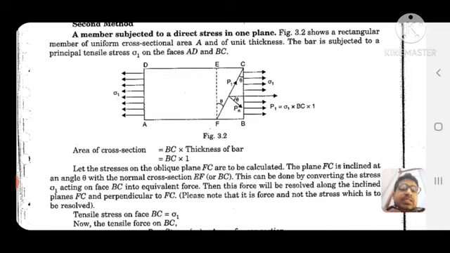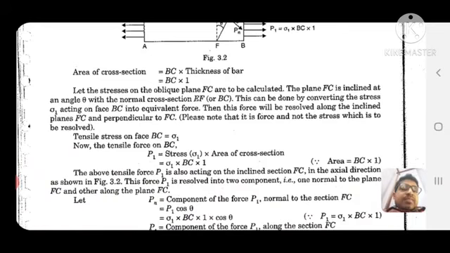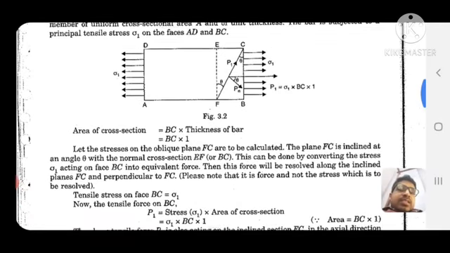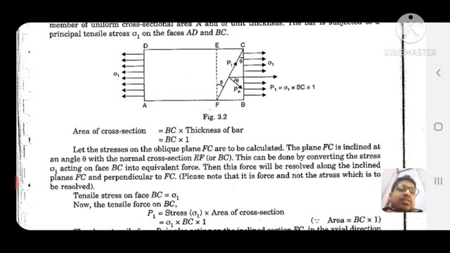Let the stresses on the oblique plane FC be calculated. The plane FC is inclined at an angle theta with the normal cross-section EF or BC. This can be done by converting the stress sigma 1 acting on face BC into equivalent forces. Tensile stress on BC is equal to sigma 1. Force is equal to sigma 1 multiplied by area. Area is equal to BC into 1.